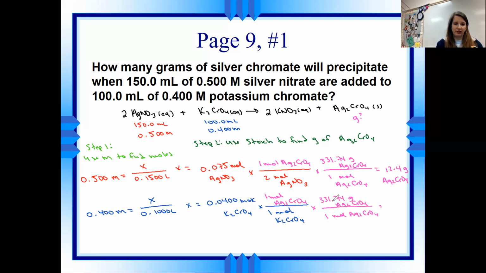So when I solve for this, I end up getting 13.3. And as we know from our limiting reactant problems when we did these in stoichiometry, whichever one of these, the AgNO3 or the K2CrO4, produces the least, that would be our limiting. So the AgNO3 is our limiting. However much it produces is how much product we're going to make. So we're going to make 12.4 grams of silver chromate.